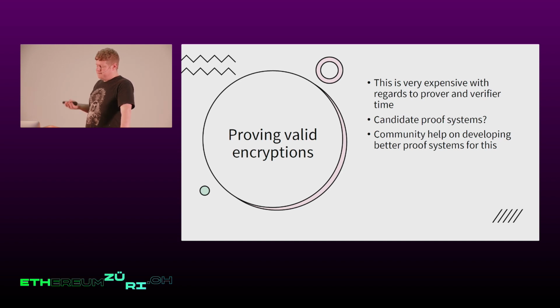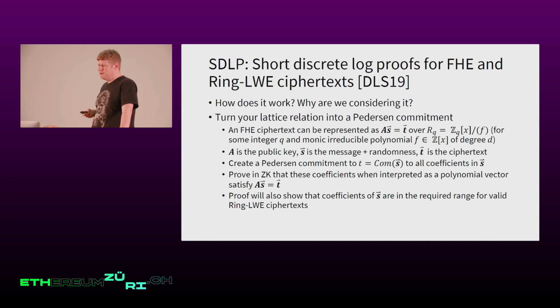So the first thing we have to show is that ciphertexts are well formed. And there's a number of ways in which you can do this. We first attempted to use R1CS and then tried to find a proof system supporting R1CS that met the prove or verify times and proof size needs. But we were unable to succeed in doing so. So we moved to something called the short discrete log proof. And this is not a general purpose proof system.